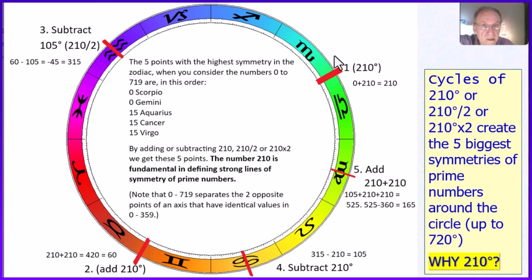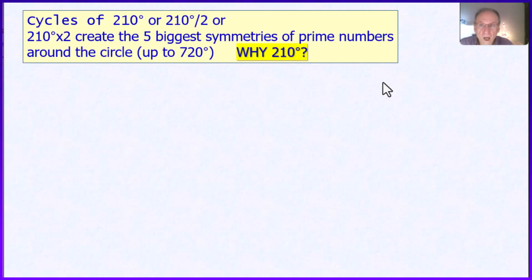In astrology, that's 0 Scorpio, and you can jump from 210 by adding or subtracting 210, or 210 divided by 2, which is 105, or 210 times 2, which is 420. You're jumping 210, or double 210, or half 210, and you get these huge symmetry points, starting with 210. Why 210? I'm going to show you why 210 is the powerful symmetry point.